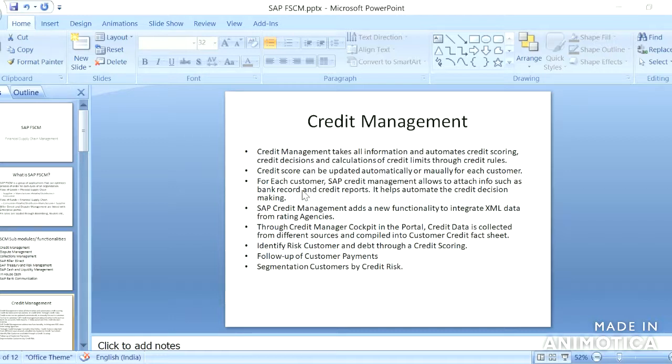So for each customer, SAP Credit Management allows you to attach info such as bank records and credit reports. It helps automate the credit decision making. So there are some criteria which help in finding out the credit score and credit decision for that particular customer. Credit management also adds a new functionality to integrate XML data from rating agencies. Even in the US, we have rating agencies.